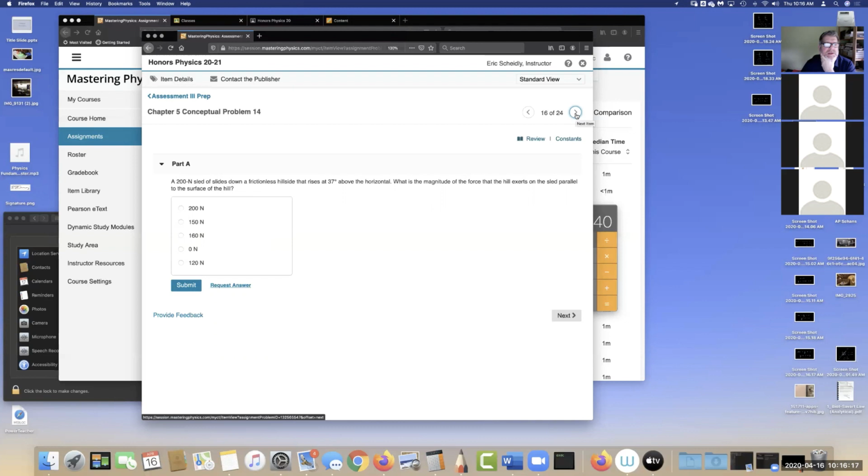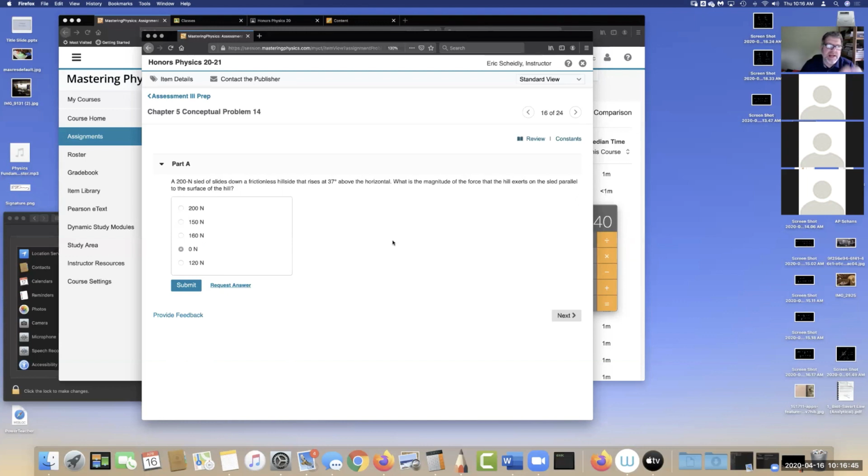A 200 Newton sled slides down a frictionless hillside that rises 37 degrees above the horizontal. What is the magnitude of the force that the hill exerts on the sled parallel to the surface of the hill? 0. Boy, I answered that awfully quick.